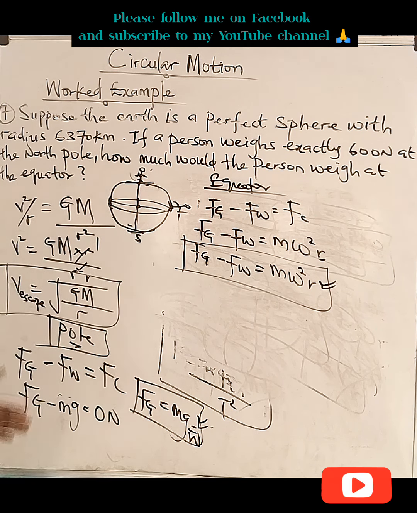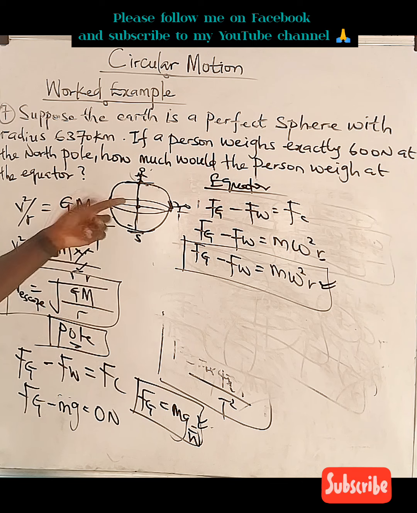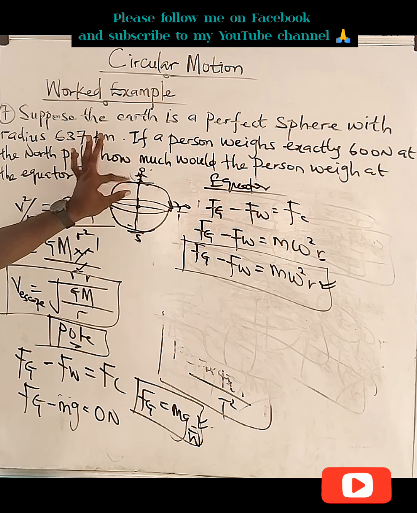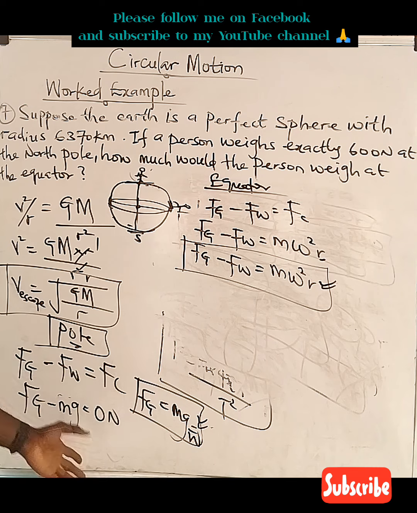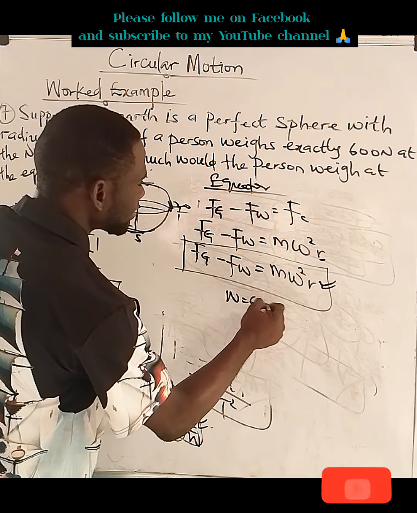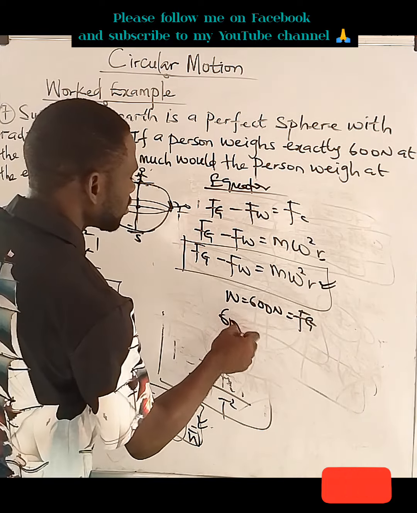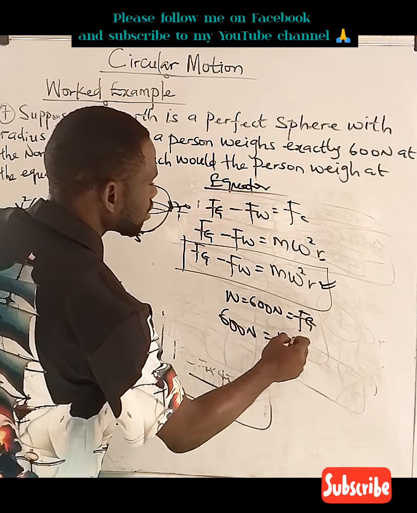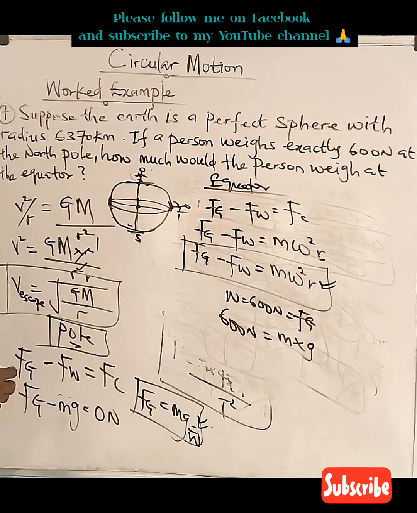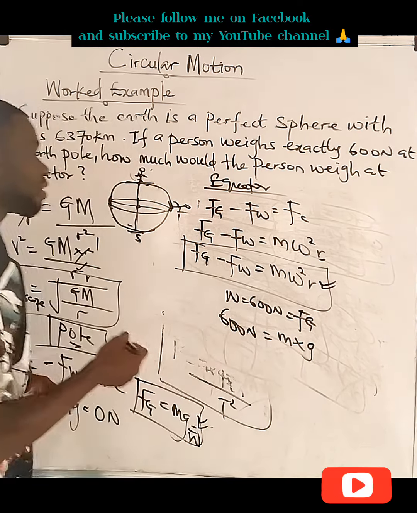Now, don't forget that at the very North Pole, the force of gravity equals the weight. Why? Because there is no distance between the body standing at the North Pole and the North Pole itself. So the person weighs 600 Newton, and the weight at the North Pole is the force of gravity. So, 600 Newton equals mass times gravitational acceleration. Gravity is 9.8 meters per second squared.